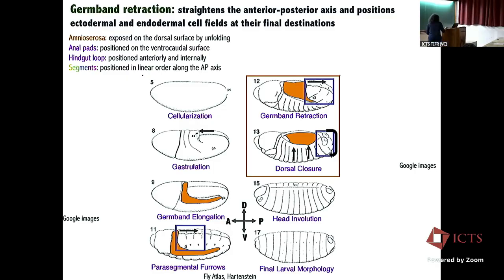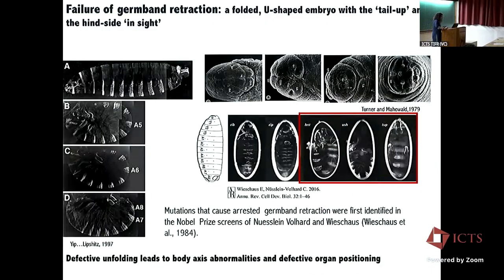And many years ago, in the beautiful screens of Christiane Nüsslein-Volhard and Eric Wieschaus, mutants were identified in which this process fails. And you can see what the consequences of it are. These embryos don't have a straight axis. The head end and the tail end are close to each other. You can imagine the hind gut is also close to where the mouth is. So failure in this process leads to body axis abnormalities and to defective organ positioning.